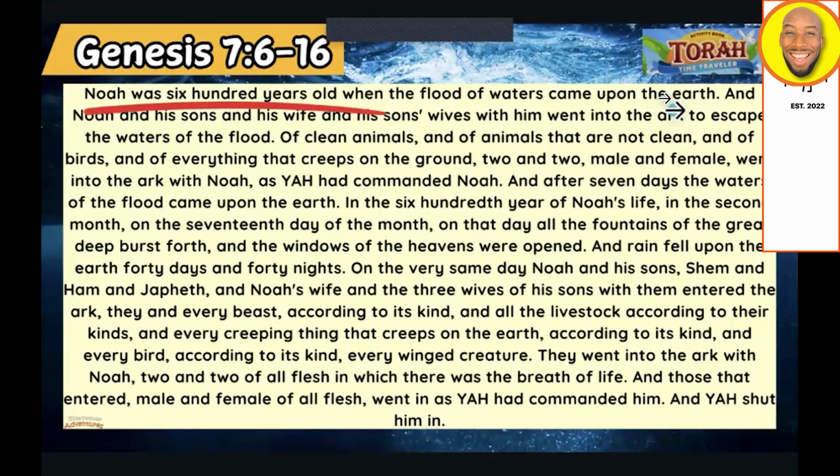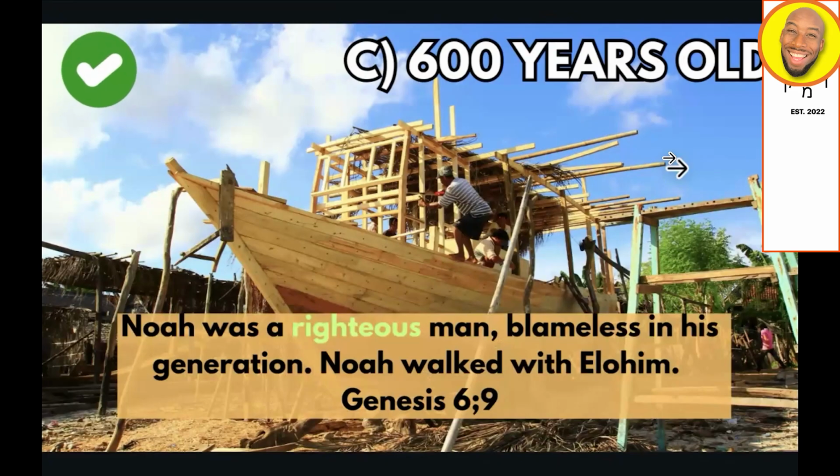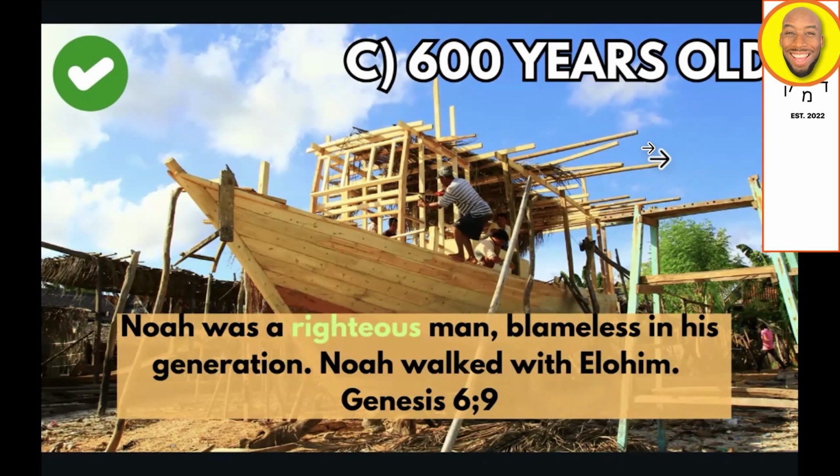It says it twice in here. In the 600th year of Noah's life, in the 2nd month and the 17th day of the month. 600. It says it twice in Genesis chapter 7. If you put C, you are correct. Yes, if you put 600 years old, you got it right. Remember, Noah was a righteous man, blameless in his generation, and Noah walked with Elohim. That's Genesis chapter 6, verse 9.